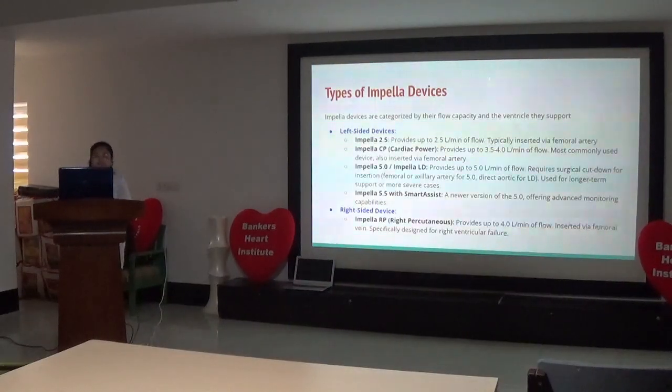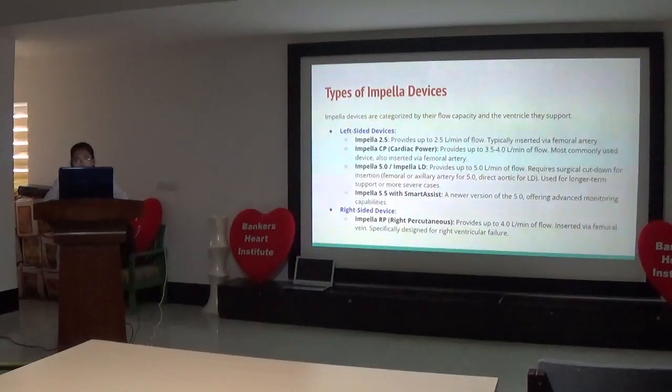Types of Impella devices are categorized by their flow capacity and the ventricular support. Most commonly used is Impella 2.5, which provides up to 2.5 liters per minute of flow. Another is Impella CP, cardiac power. This provides flow of 3.5 to 4.0, and this is the most commonly used for high-risk PCIs.